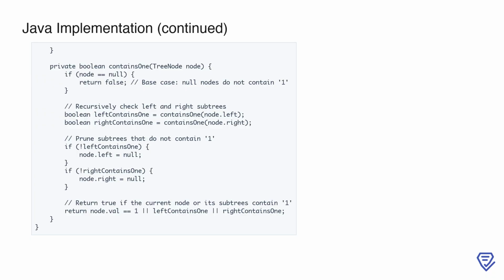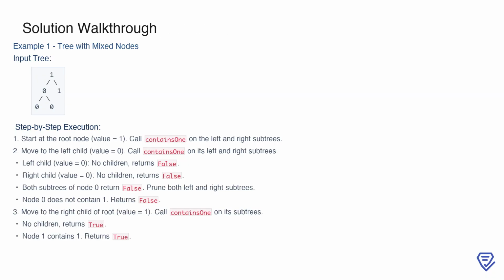Here, we begin with a binary tree that contains a mix of nodes with values 0 and 1. Starting at the root node, which has a value of 1, we recursively examine its left and right subtrees. First, we move to the left child, which has a value of 0, and evaluate its subtrees. The left and right children of this node both have values of 0 and no further descendants, so they do not contain the value 1. As a result, both subtrees are pruned, and this node itself is also pruned, returning false to indicate it does not contain a 1.